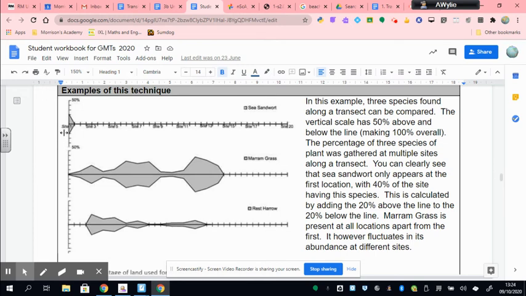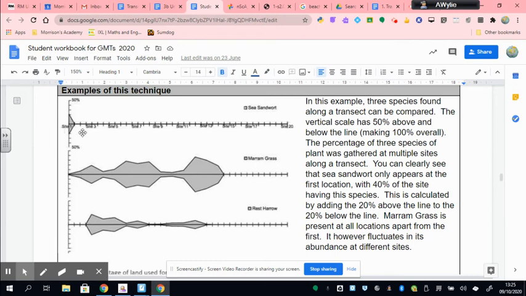So here I can see it's at 20%, and it's 20% here. So I can see that 40% of the beach at this site 1 was covered in sea sandwort. By site 2, which is this one here, there's nothing. If I compare it to marram grass, site 1, there's none.